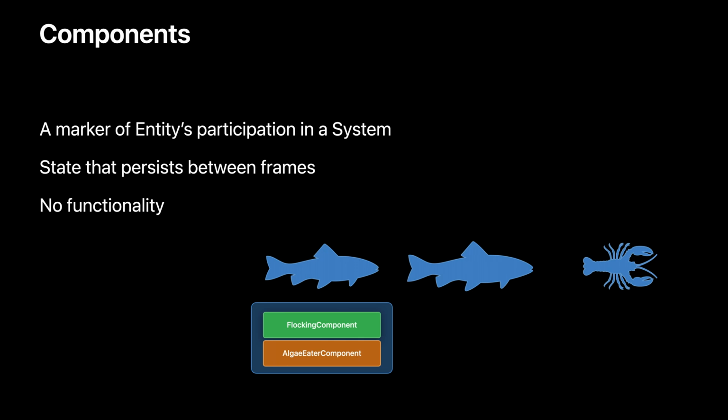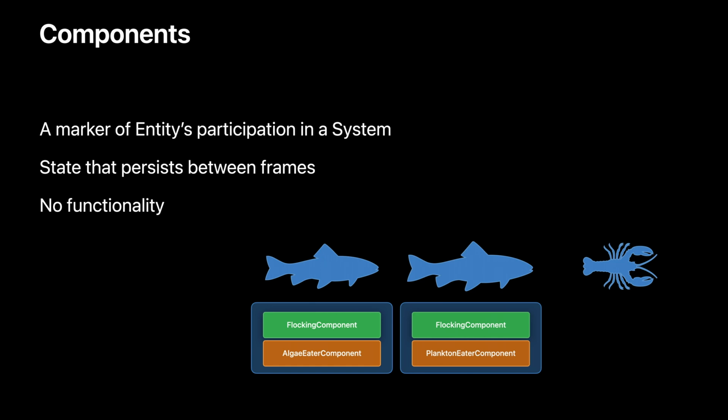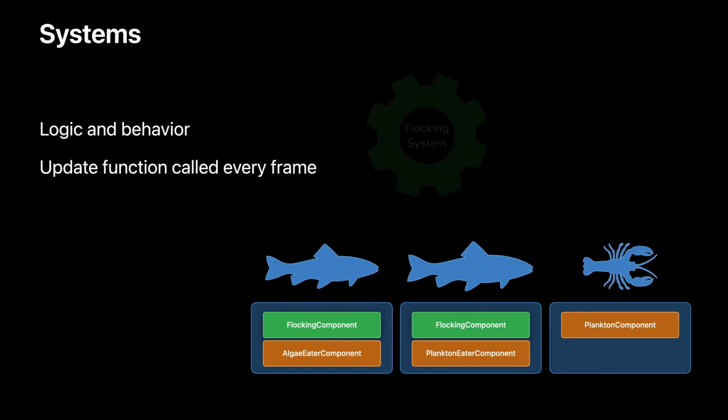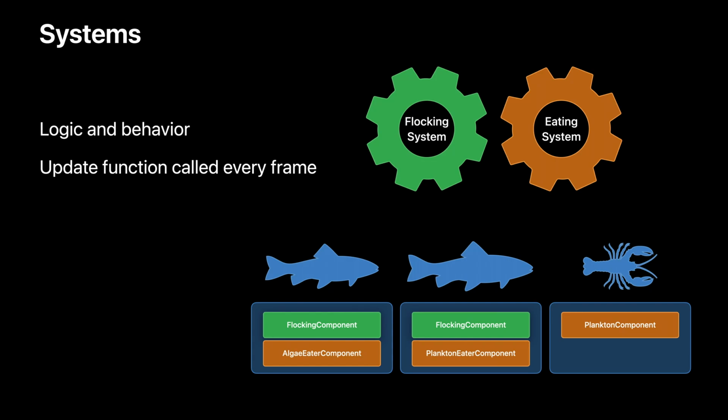We'll mark this first fish as participating in the flocking system, and we'll tell it that it likes to eat algae. The second fish, it's also going to flock with the first fish, but it prefers to eat plankton right now. This third guy is a plankton. It will be food for the second fish. It should watch its back. Because in our app, we've got some hungry creatures.